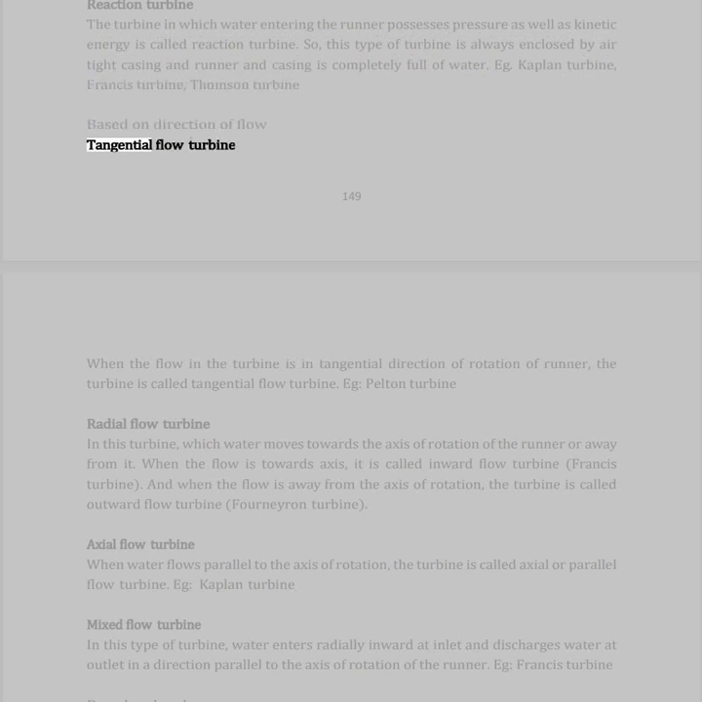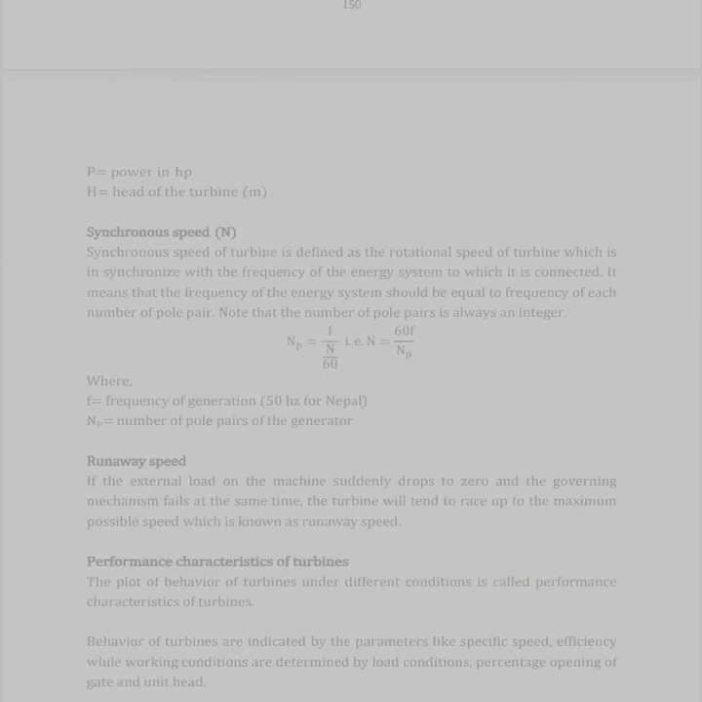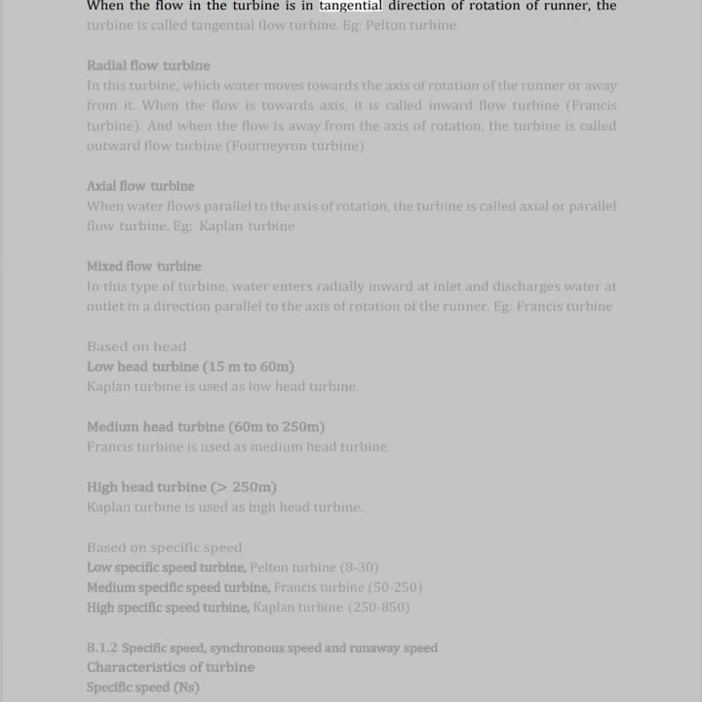Based on direction of flow: tangential flow turbine. When the flow in the turbine is in tangential direction of rotation of the runner, the turbine is called a tangential flow turbine. E.g., Pelton turbine. Radial flow turbine. In this turbine, water moves towards the axis of rotation of the runner or away from it. When the flow is towards the axis, it is called inward flow turbine, e.g., Francis turbine. And when the flow is away from the axis of rotation, the turbine is called outward flow turbine, e.g., Fourneyron turbine.